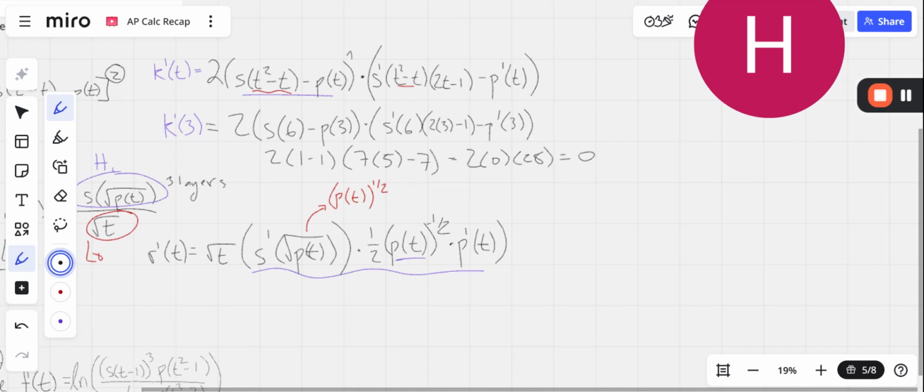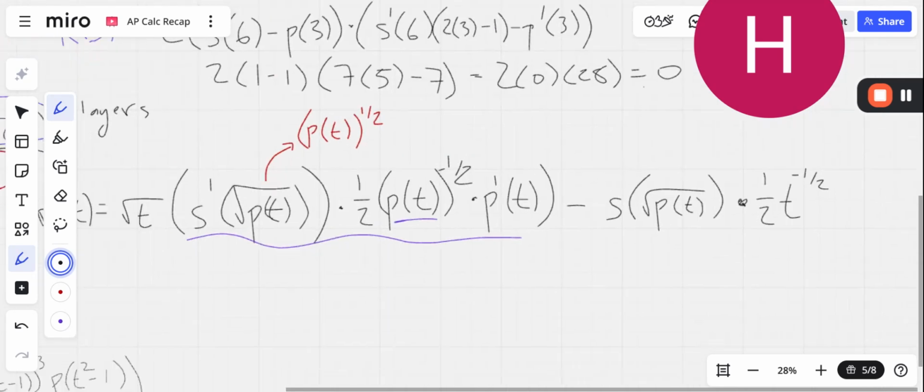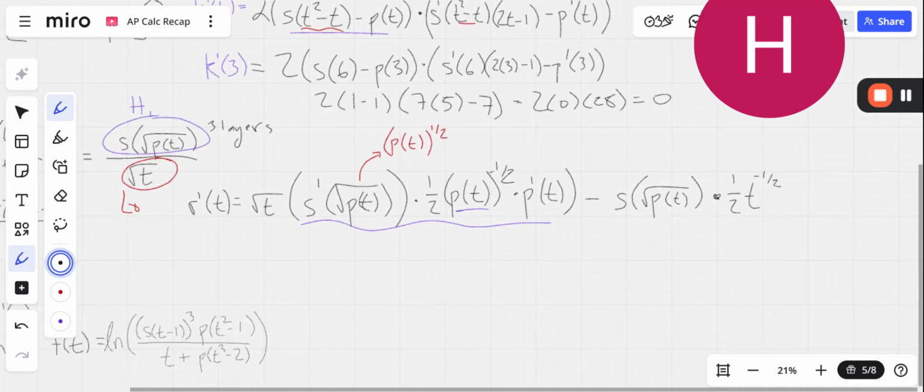So we have low d high, then we're going to do minus high, which is just S of the square root of p of t, d low. And again, since there's a square root, we're going to treat it like a 1/2 power. So this is going to become 1/2 t to the minus 1/2. Okay, and then we're going to put that all over the low, which is the low squared, the square root of t squared. That's going to nicely cancel.